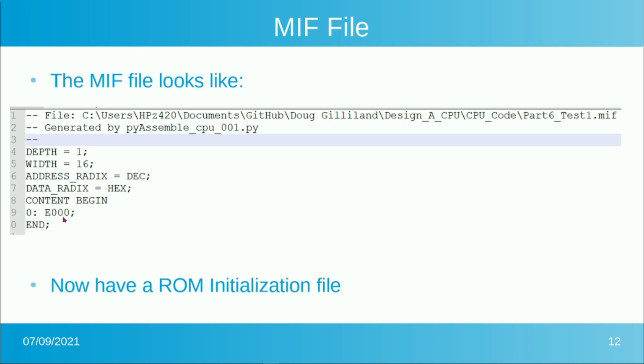But basically, it's going to put that same information. So depth is 1. There's only one thing in here. It's a 16-bit thing. The address radix is in decimal, not hex or octal or anything like that. Data is in hex. That's an E000. Content begin and end, and a bunch of semicolons on everything except for the begin. It doesn't have a semicolon because it's terminated by the end down here. Well, now we actually have a ROM initialization file, and it's got almost do-nothing code, but it does sit and loop on itself. So that should give us a good test bed for checking stuff.